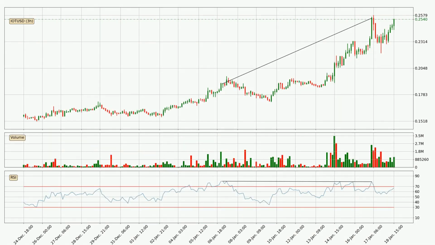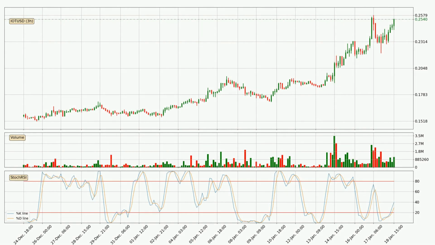On the lookout for divergences in the 3-hourly time frame. Owing to the bearish divergence, the price has already gone down. Moving to the 3-hourly Stochastic RSI, the Stochastic RSI currently shows no overbought or oversold conditions, but the %K line is over the %D line, which means the current trend is to the upside.